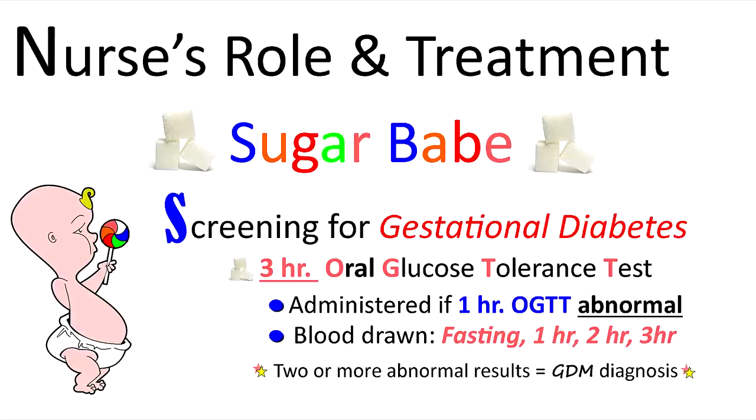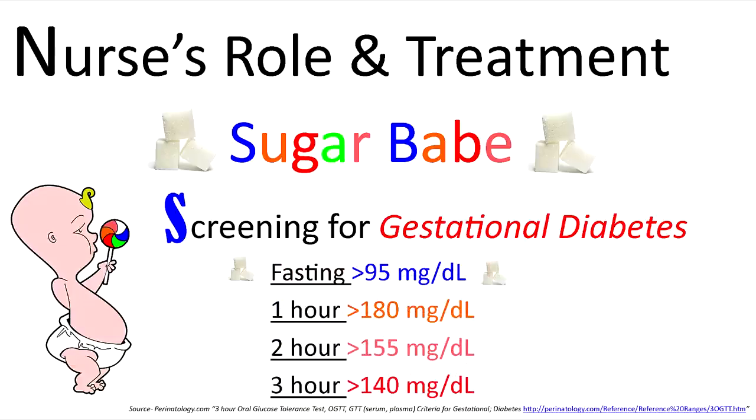What they're looking for is if there are 2 or more abnormal results with their glucose. If they have this, they are diagnosed with gestational diabetes. So what are those results? You want to be familiar with these results for each time that blood is drawn. At fasting, an abnormal result would be greater than 95 milligrams per deciliter.